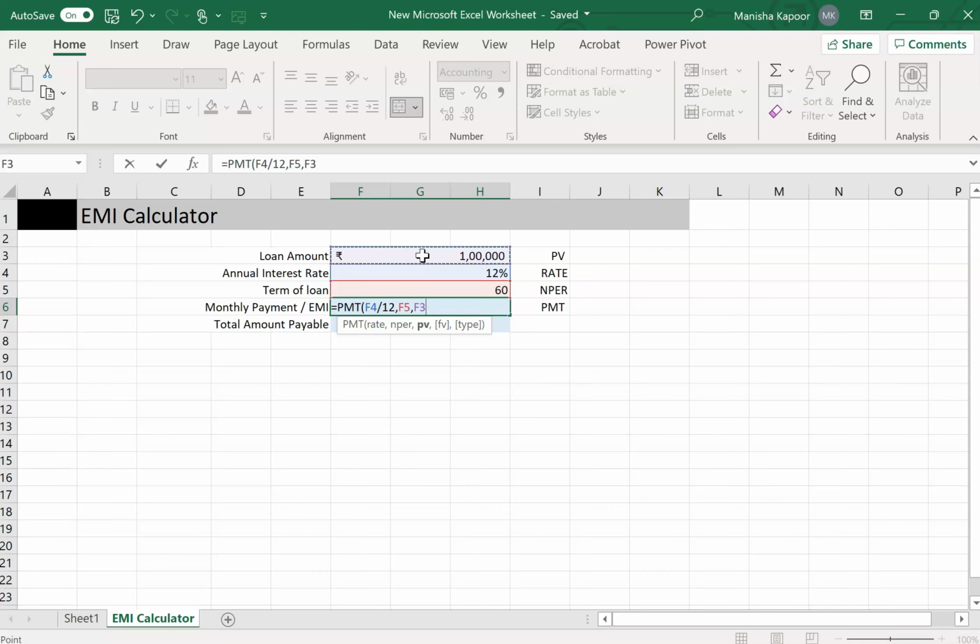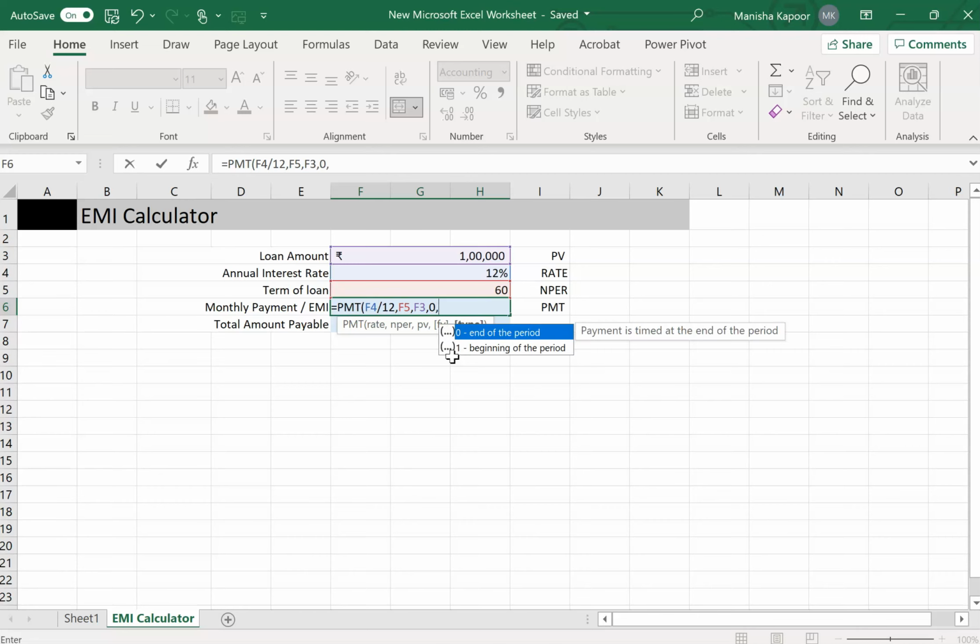Now there is FV. What is this FV? FV is the future value of the loan. We intend to pay the entire amount in 60 months. So what is the value of the loan after 60 months? It is going to be 0, because you intend to repay the entire amount after 60 months. But again, FV, you see that it is in square brackets, so this is an optional argument. This is not mandatory. You can ignore it if you are paying the whole loan and the outstanding is 0.